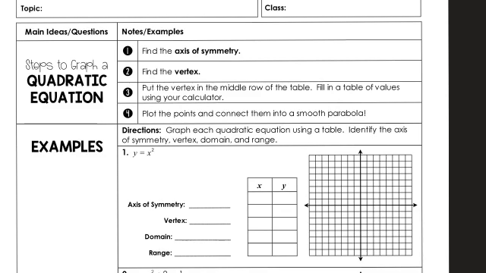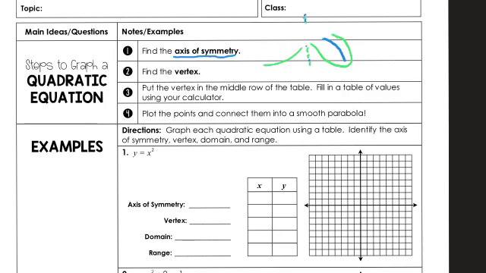One, axis of symmetry. The axis of symmetry is a very important part of a quadratic because it is the line that divides a parabola perfectly in half. Hence the symmetry part, right? We're looking at that this half is symmetrical to this half. So the axis of symmetry is the line that divides them in half.